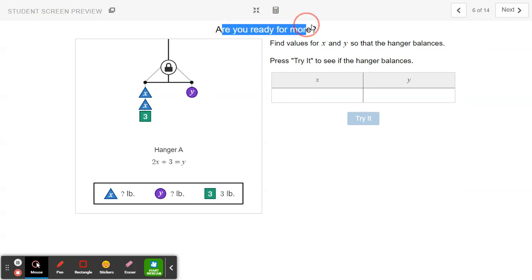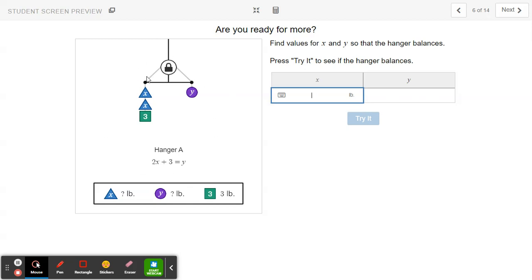All right, so let's try this out. This is an Are You Ready for More, which means that it is a challenge, right? So give it a try to see how you do. It says find values for x and y so that the hanger balances. Press try it to see if the hanger balances. So you're going to try to see if you know what it is. And we're going to type in the answer and then hit try it to see if it works.